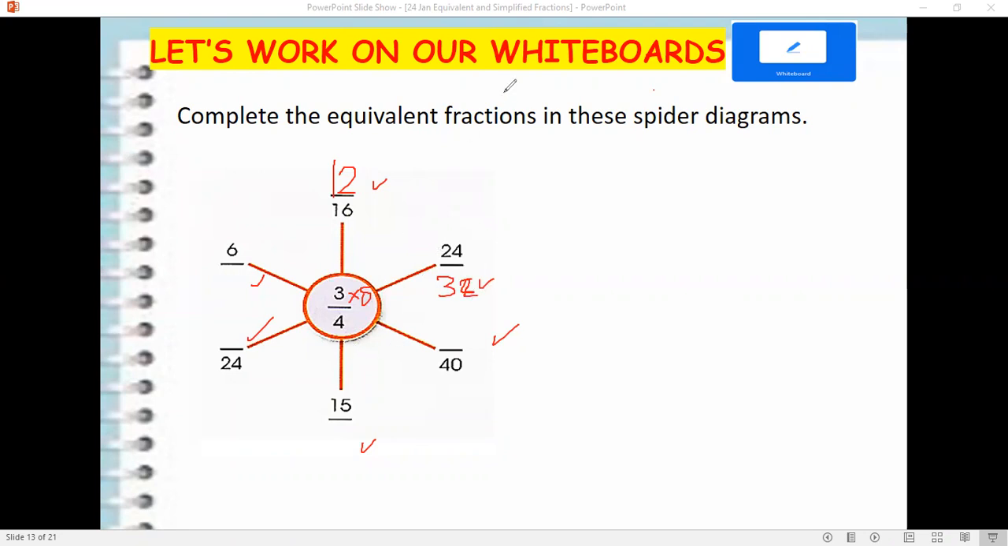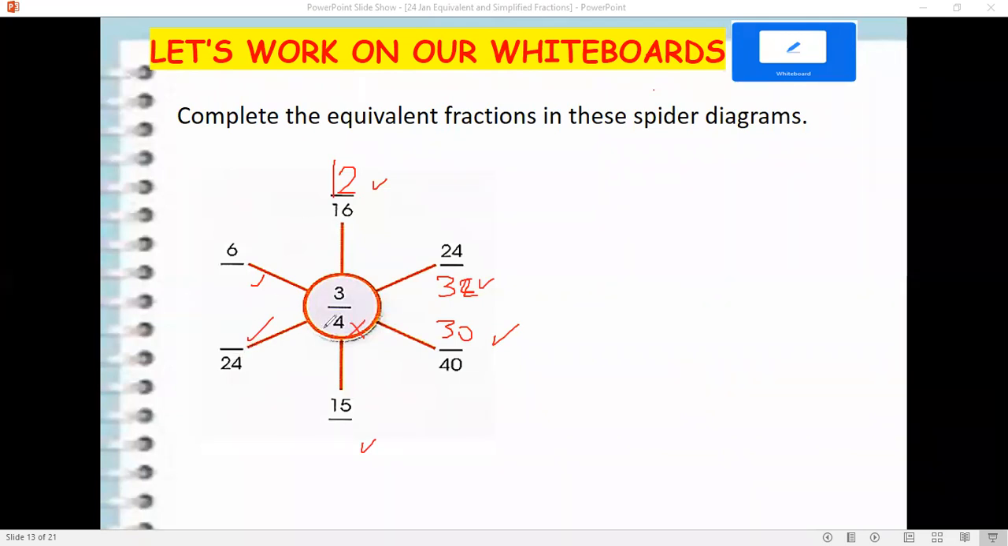Now, next. So let's move here. It's the denominator. So 4 times what equals 40? It's 10. We can put it here in the spider. So 4 times 10 is 40. 3 times 10 is 30.